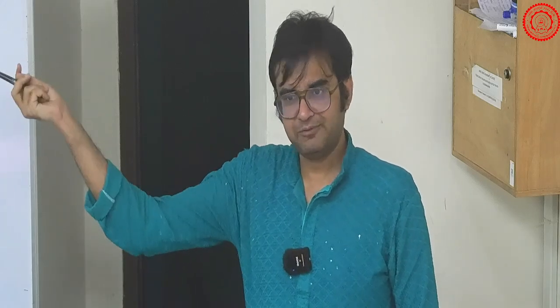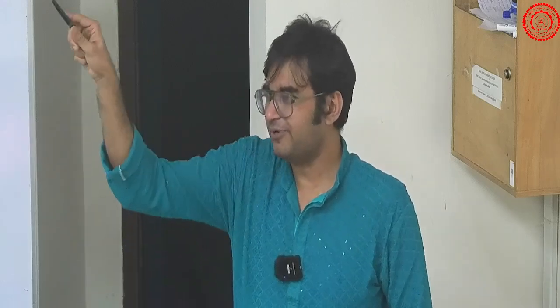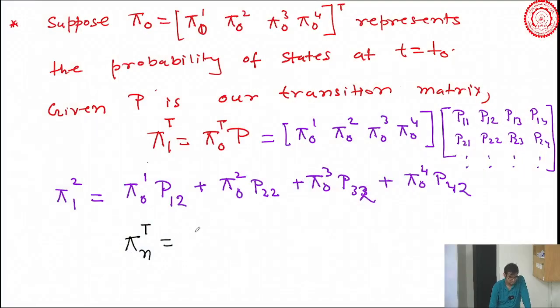Pi n minus 1, and then I want it in terms of pi 0. Correct. It is pi n minus 1 transpose times p, which is equal to pi n minus 2 transpose times p, so that is p square. Like that, you will get pi 0 transpose p to the power n. P to the power n does not mean element-wise power, it means multiplying the p matrix n number of times. So this is equal to pi 0 transpose p to the power n, right?